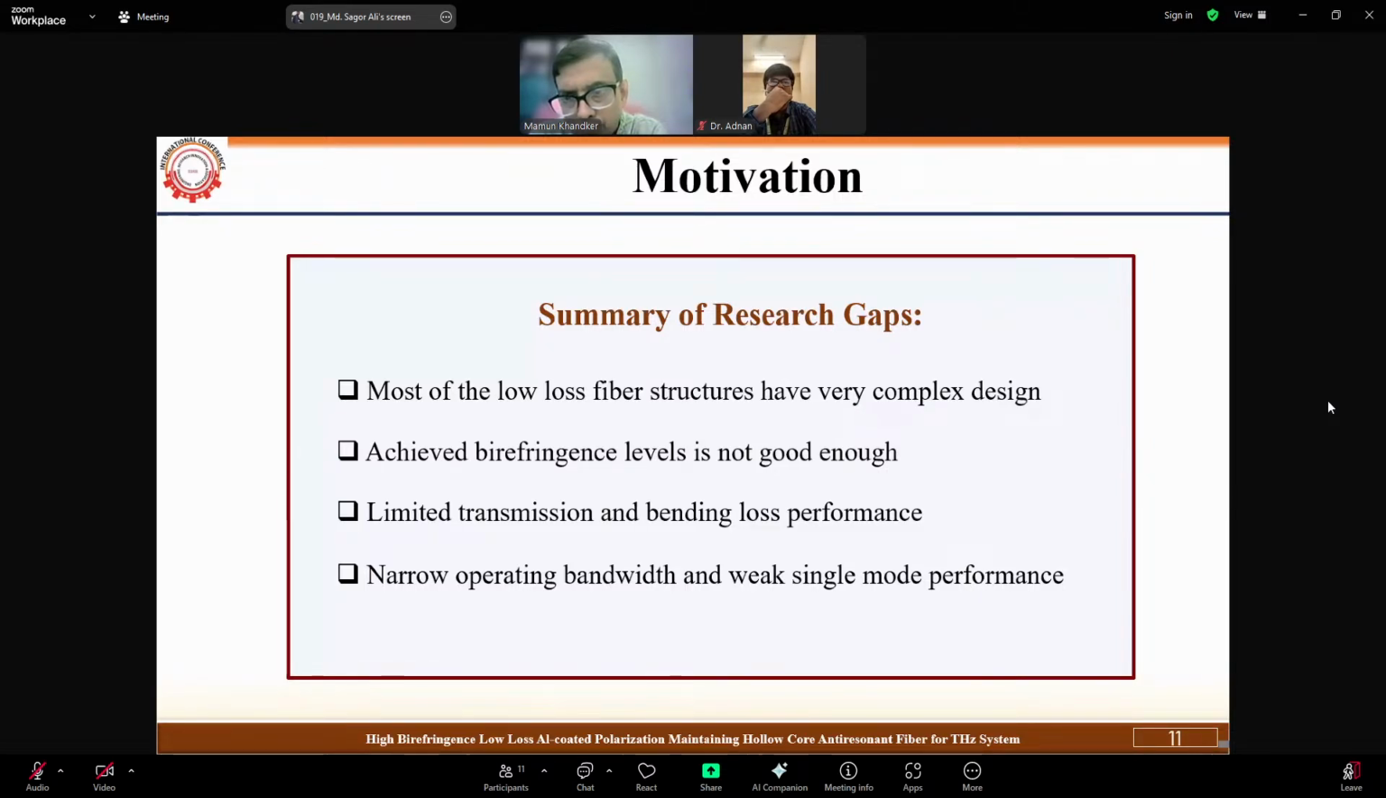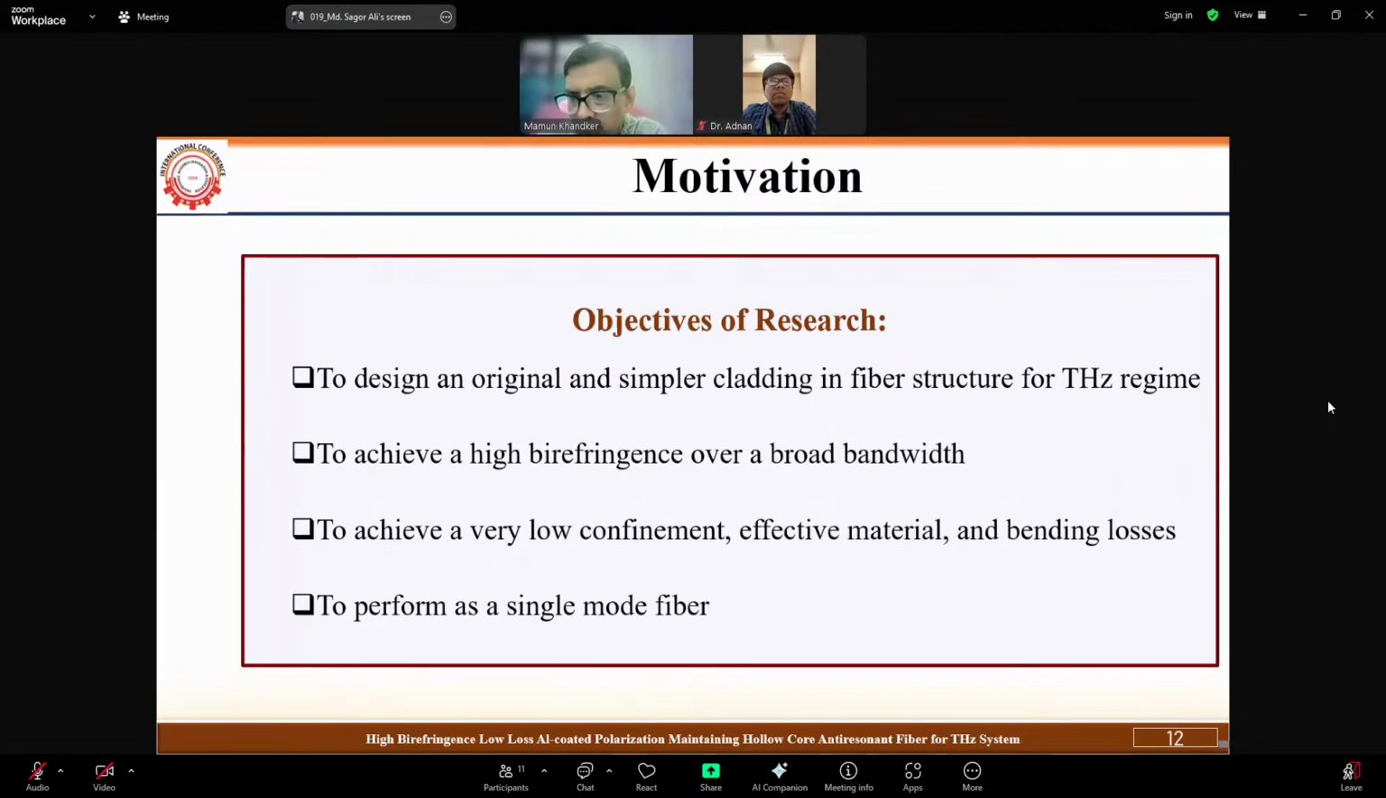Summary of research gaps. Most of the low loss fiber structures have very complex designs. The achieved birefringence level is not good enough. Transmission and bending loss performance are limited, with narrow operating bandwidth and weak single mode performance. Objectives of research: to design an original and simple cladding fiber structure for the terahertz region, to achieve a high birefringence over a broad bandwidth, and to achieve very low confinement, effective material and bending losses, performing as a single mode fiber.